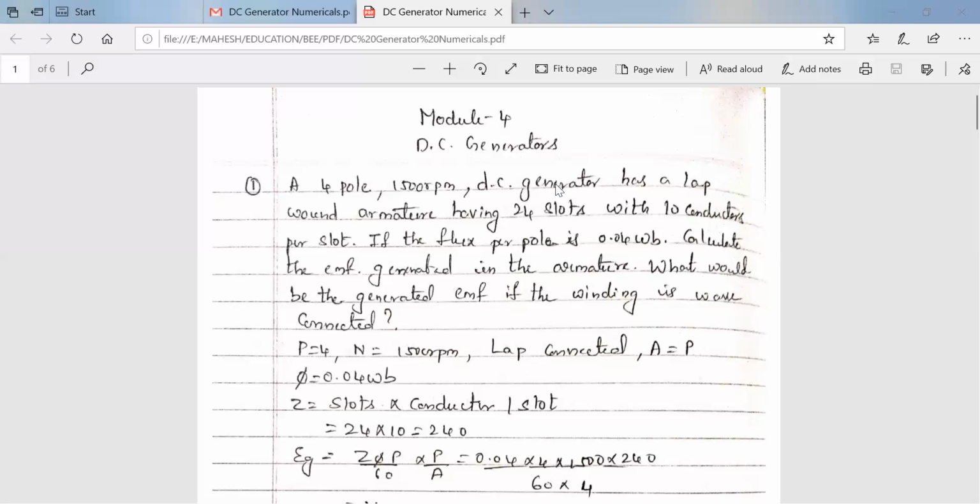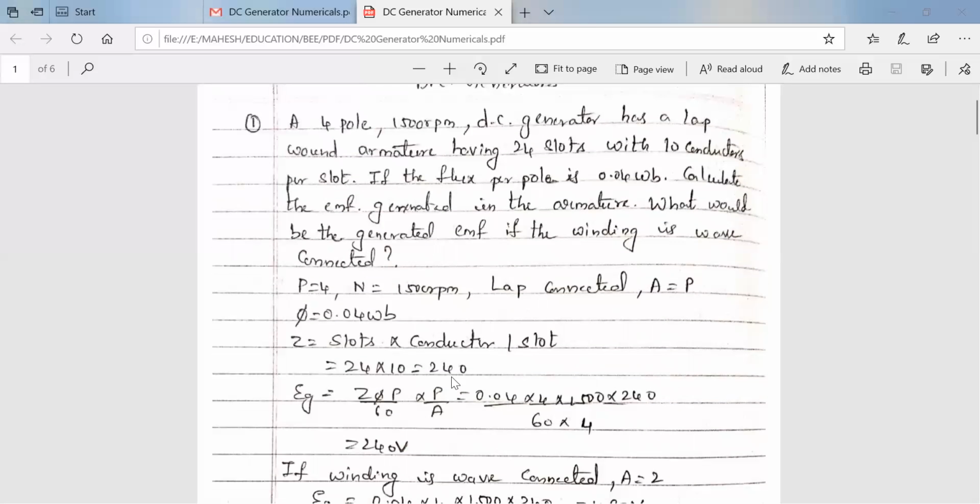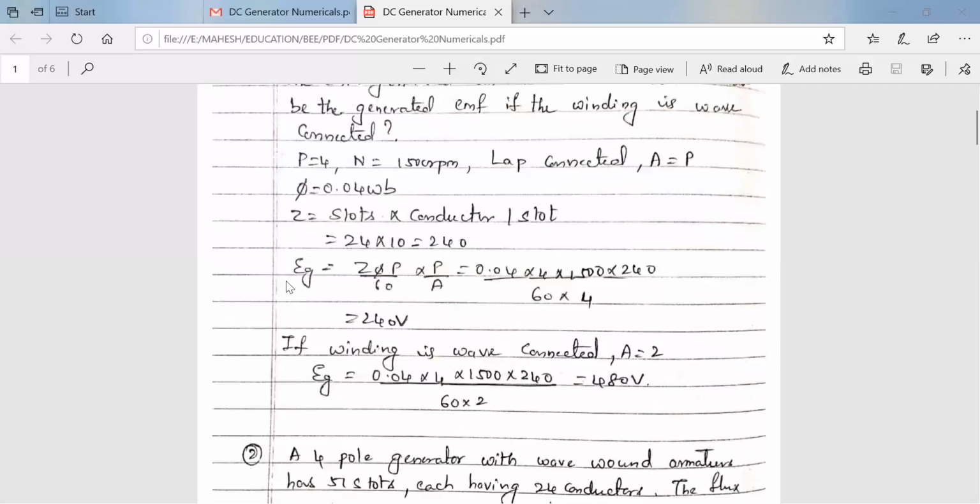In the first question it is lap connected. So the EMF is given by Z phi N divided by 60 into P by A, where A equals P. On substituting the numericals, we get EMF equals 240 volts. And next question, he has asked to calculate the EMF generated when it is wave connected. During that, the number of parallel paths is always equal to 2. As you have seen, in the wave connection the number of parallel paths must be equal to 2.